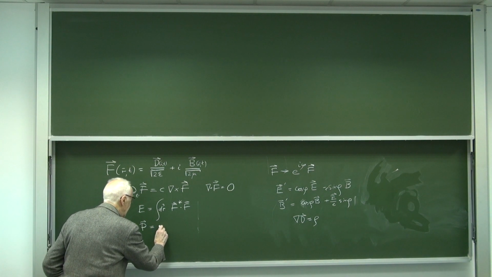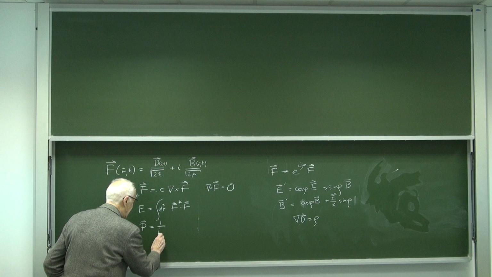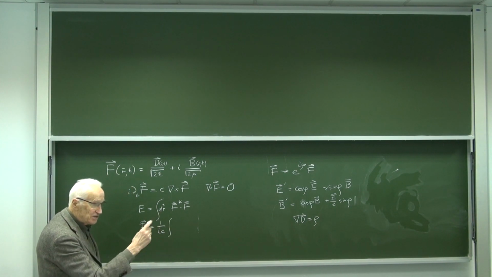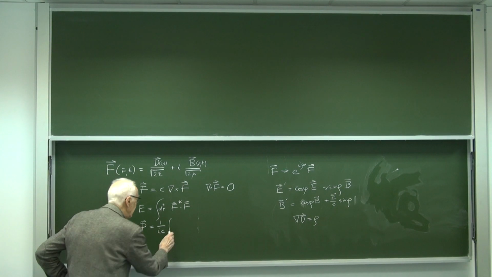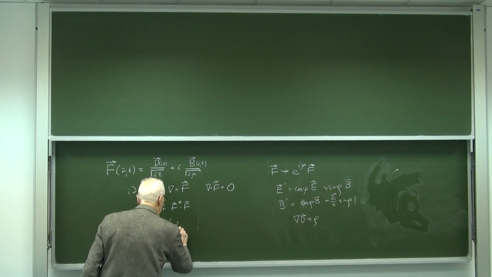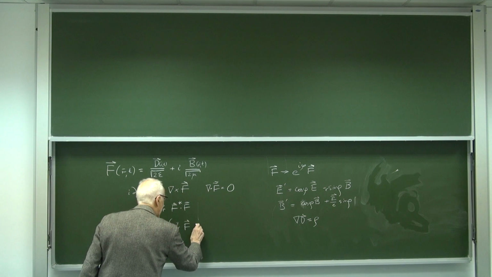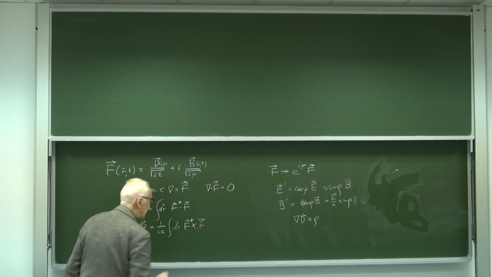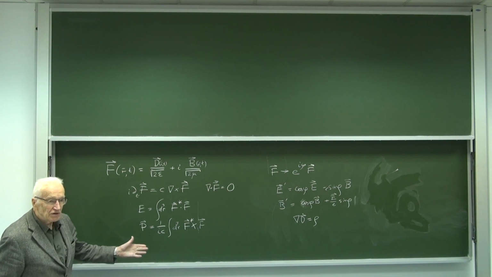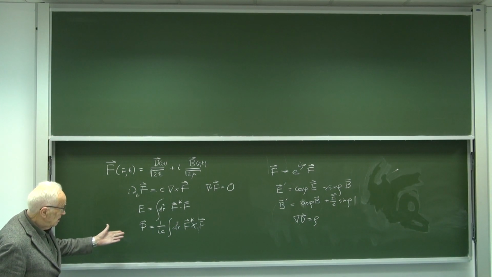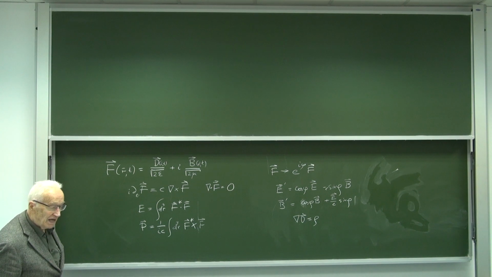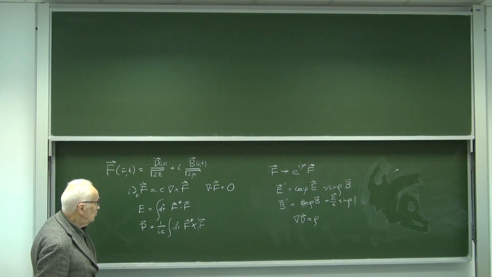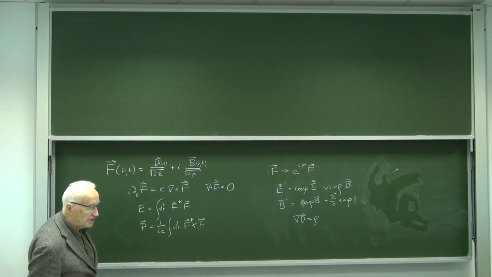Now we have momentum, and momentum is one over iC, because momentum is always energy divided by speed of light, times F star cross F, the vector product of F. That explains why it looks nice, and that's why the i comes in also, because this is imaginary. Then we have two other important quantities.